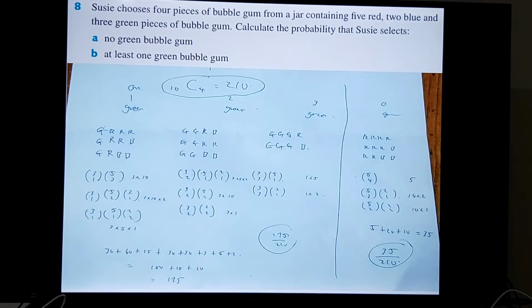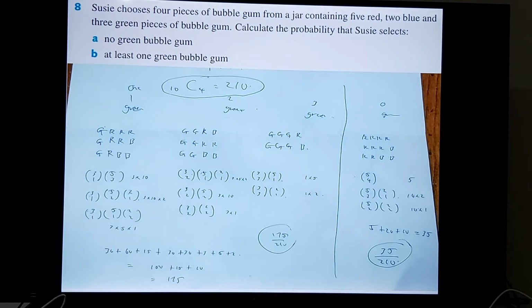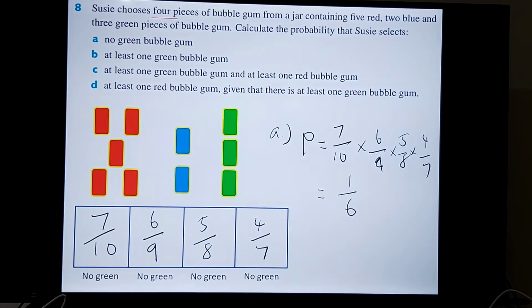All right, for question number 8, Susie chooses 4 pieces of bubble gum from a jar containing 5 red, 2 blue, and 3 green pieces of bubble gum. A: Calculate the probability that Susie selects no green bubble gum at all. B: at least 1 green bubble gum. Well, I'll combine these two questions together and answer them together. So I will introduce you a slower method first, and then a faster method.